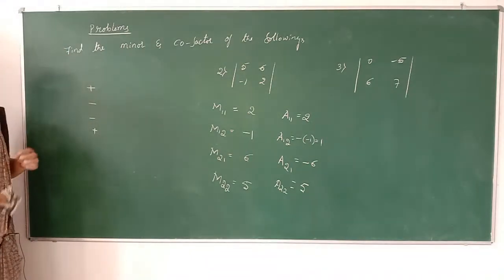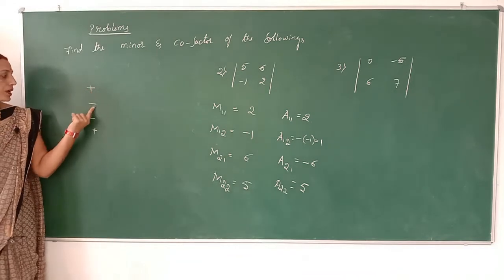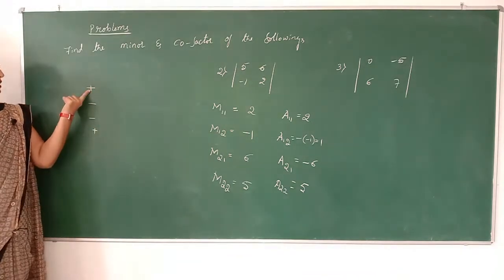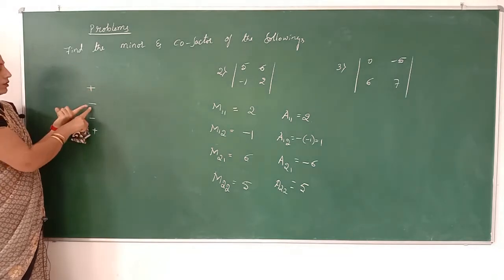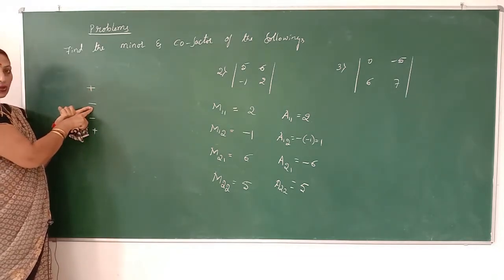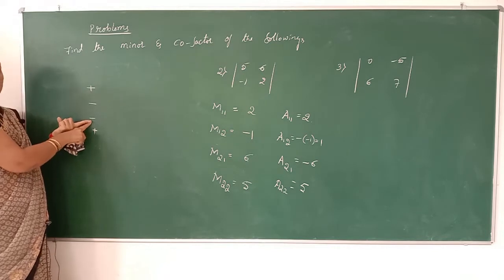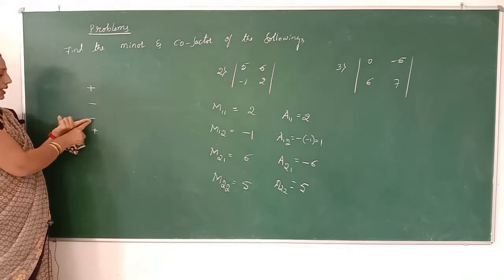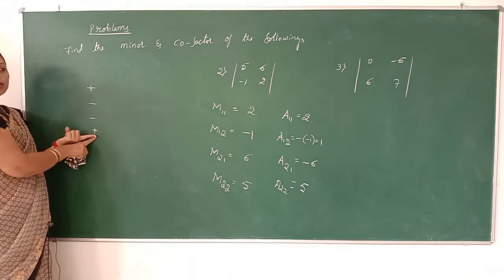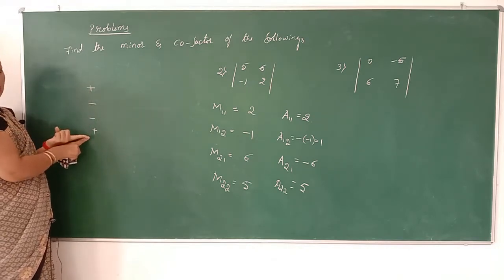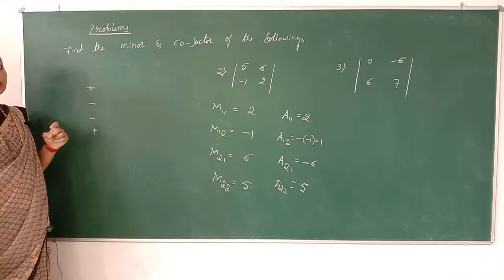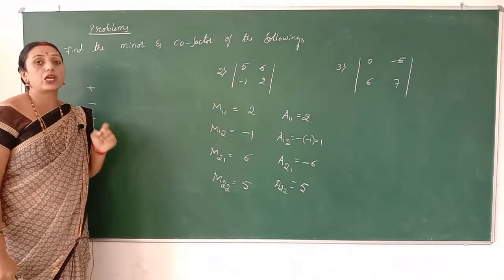In terms of 2 cross 2 determinant, plus, minus, minus, plus. So, the first element of the first row is positive. The second element of the first row is negative. Again, the first element of the second row is negative. And the second element of the second row will be positive. Plus, minus, minus, plus. But in 3 cross 3 determinant, all the elements have alternating signs.